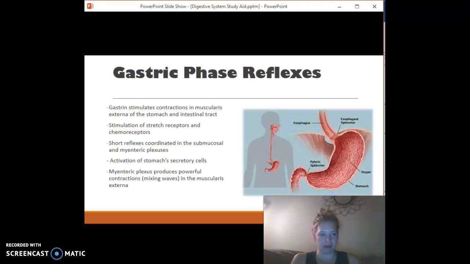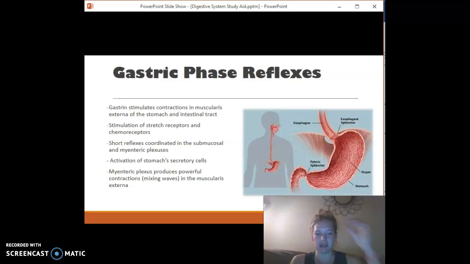So gastric phase reflexes. Gastrin stimulates contractions in the muscularis externa of the stomach and the intestinal tract. There are stimulations of stretch receptors and chemoreceptors, which is what we were mentioning when we talked about the stomach stretching and having that distension. And then short reflexes are coordinated in the submucosal and myenteric plexuses as well, which activates the stomach's secretory cells, which we will go into a little more detail on the next few slides. Additionally, the myenteric plexus also produces powerful contractions that cause mixing in the muscularis externa.